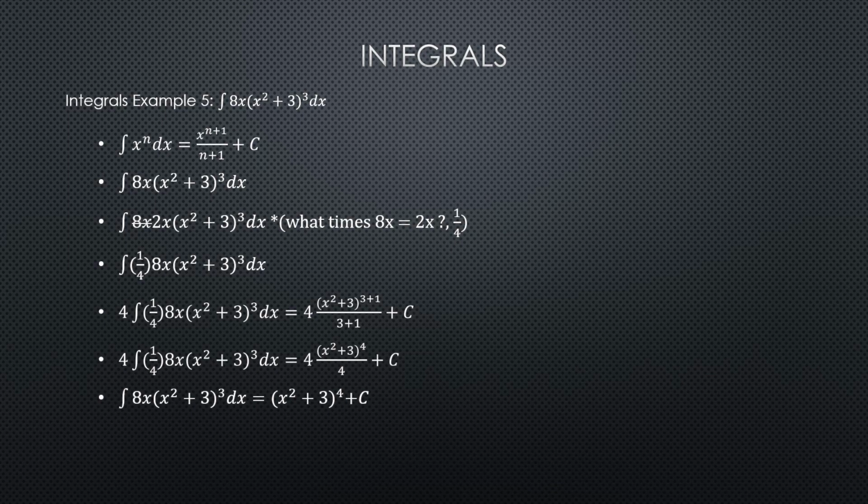So the integral of that is going to be 4 times (x^2 + 3)^(3+1) divided by 3 plus 1, plus c, which all simplifies down, and we can say the integral of 8x times the quantity (x^2 + 3)^3 dx equals the quantity (x^2 + 3)^4 plus c.